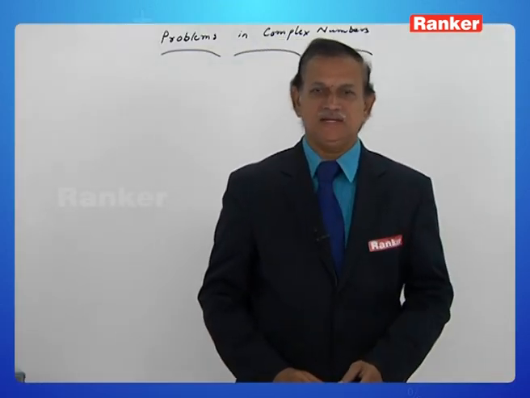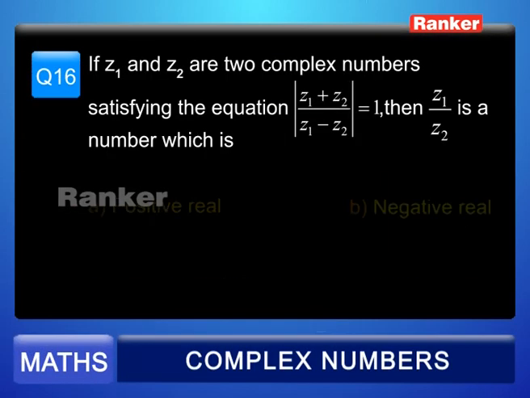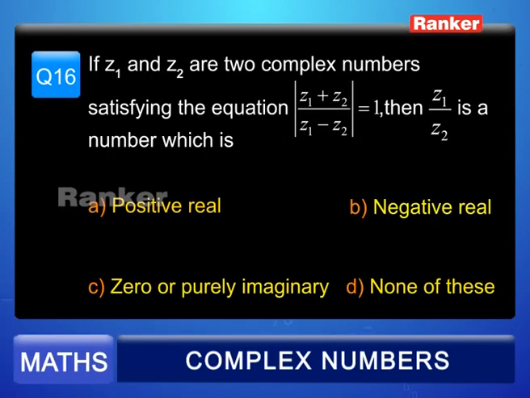Let us turn to the next question, question number 16. If Z1 and Z2 are two complex numbers satisfying the equation mod of (Z1 plus Z2) by (Z1 minus Z2) is equal to 1, then Z1 by Z2 is a number which is: first option, positive real; second option, negative real; third option, either 0 or purely imaginary; fourth, none of them. These are the four options.